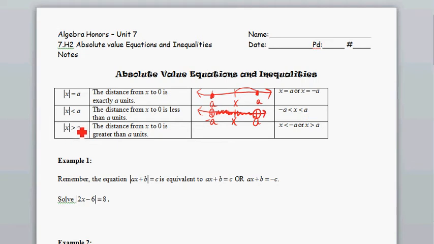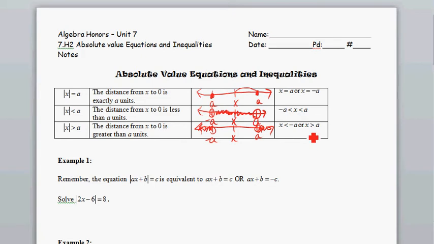When we have the absolute value of x is greater than a, we want to make sure that we're further away. So we have a number line. X is in the middle. We have a units to the right and a units to the left, which we say is the opposite of a. And if we want to make sure that we're further away, then we want to make sure that we're going away or outside of it.